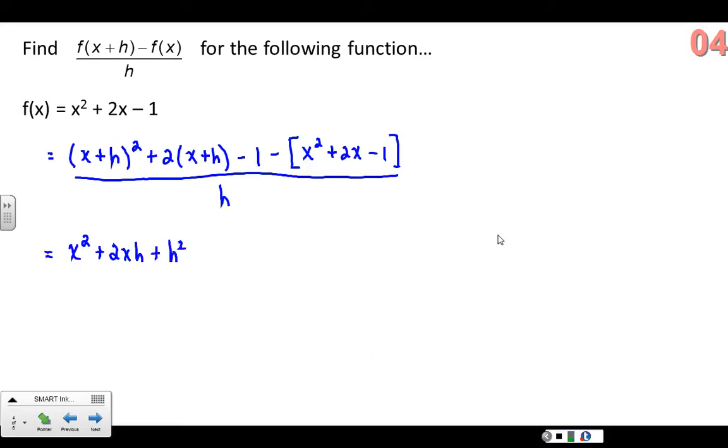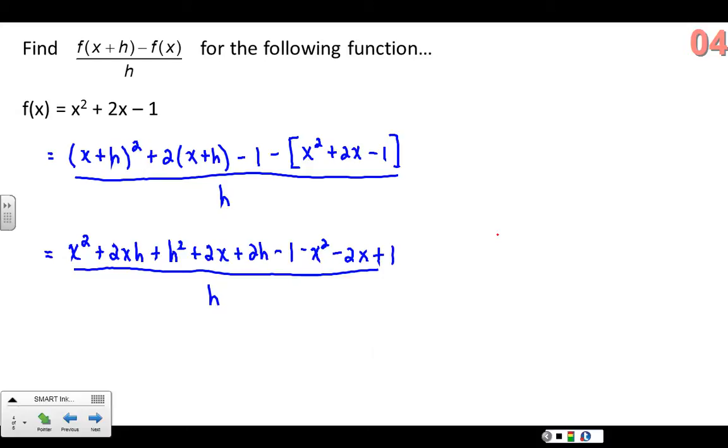Then distribute the 2 times x plus h, so plus 2x plus 2h minus 1. And then distribute your minus sign across the polynomial. So minus x squared minus 2x plus 1. And again, this is all divided by an h. So on top, if you'll notice, you've got terms that are going to subtract away. X squared minus x squared.